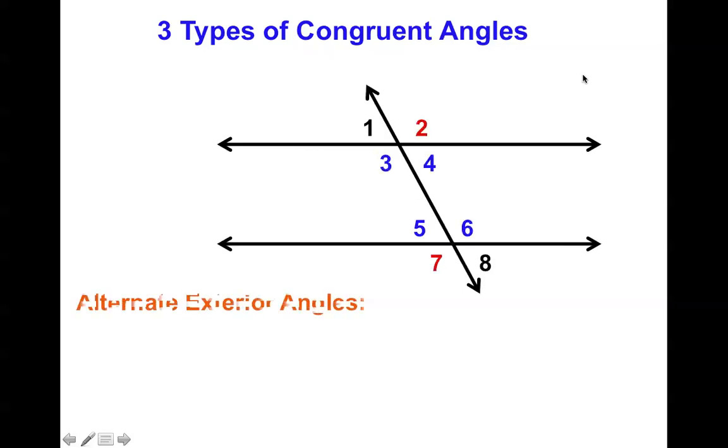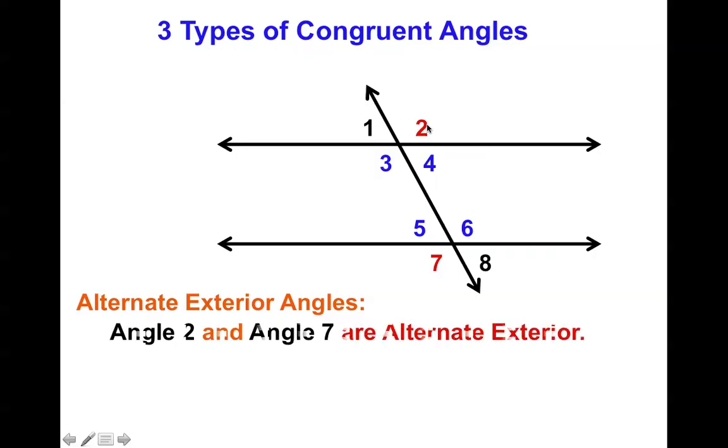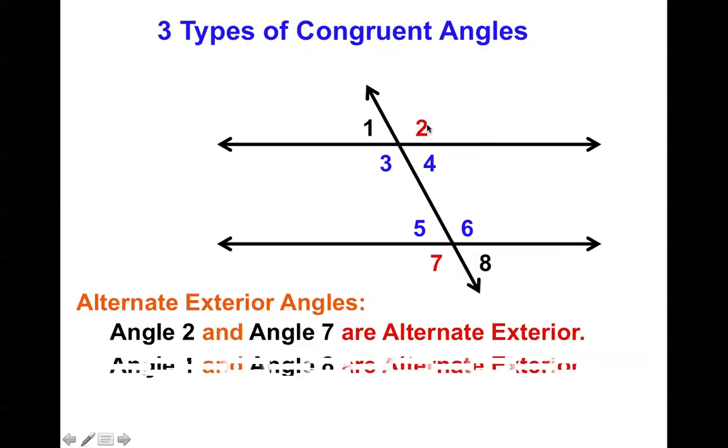The next, alternate exterior angles. Hopefully you can realize these are the exterior angles, and the ones that are alternate are ones that are on opposite sides. So 2 and 7 are alternate exterior angles, and 1 and 8 are alternate exterior angles.